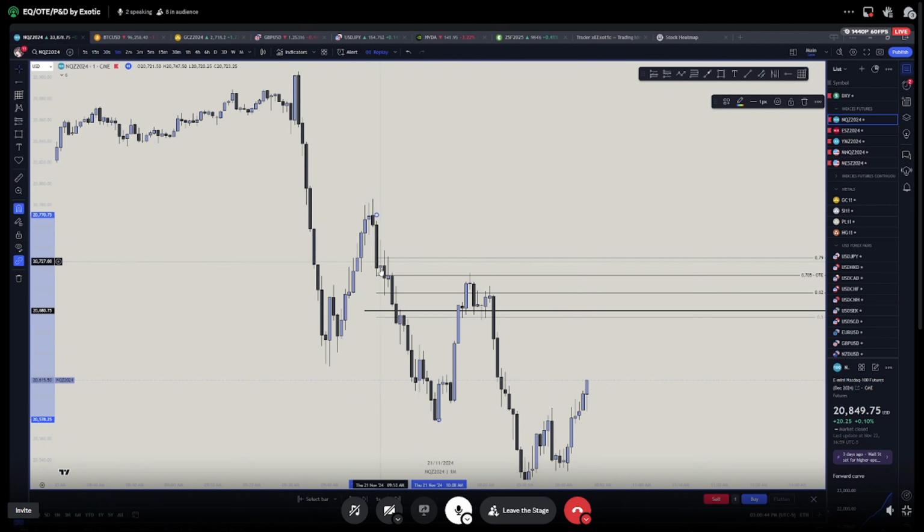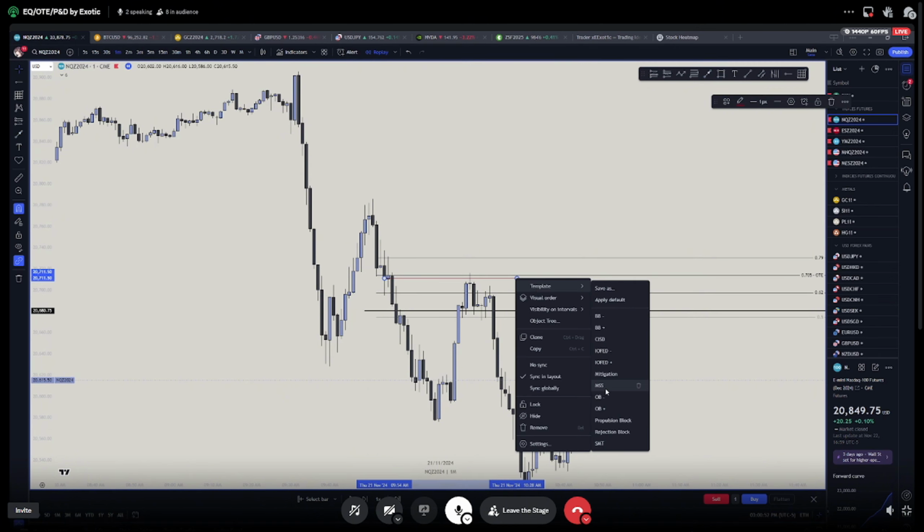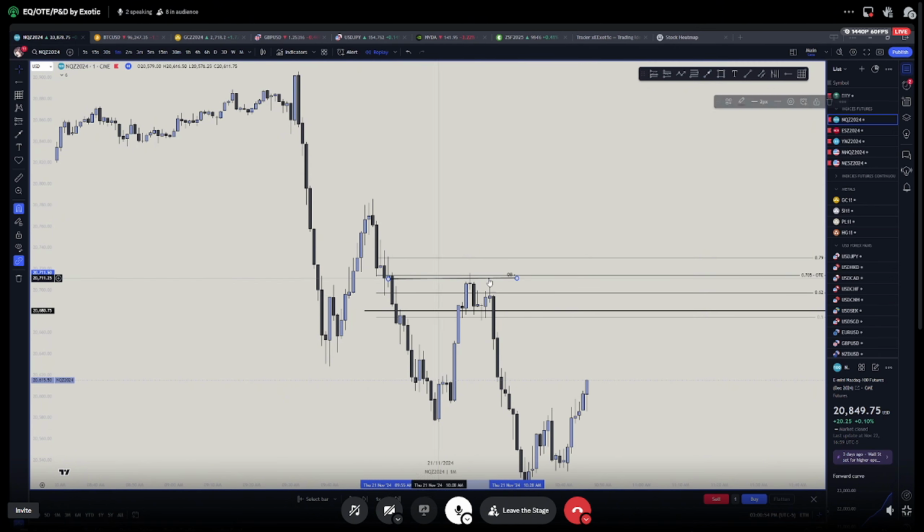So you want to find a PD array that is ideally in one of these areas here, right here. Unfortunately, on the 1 minute chart, there is no fair value gap here, but you can easily see this order block right here. And this order block was enough to send us down with the wick just touching that 0.705 level right there. All right. Do we have any questions so far about optimum trade entry or anything like that?